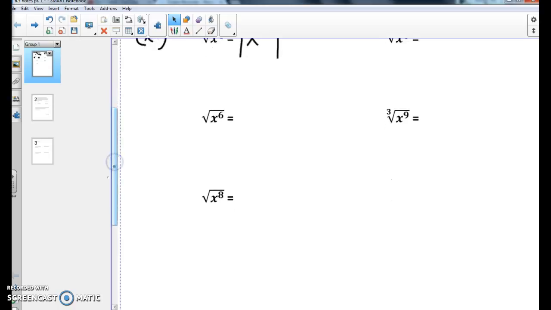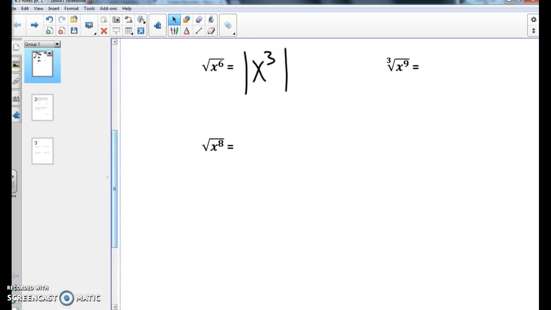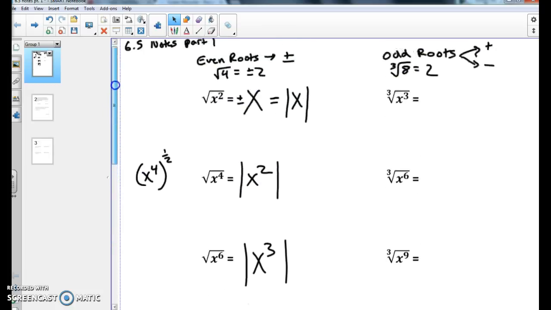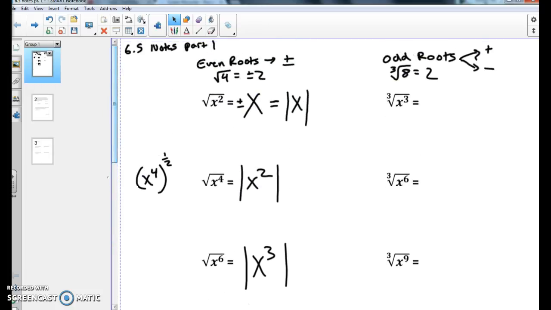Okay. After that, square root of x to the 6th, well, x to the 3rd, and an even root means absolute value bars. And then square root of x to the 8th, x to the 4th, with, again, absolute value bars. Okay, so there's our even roots. Odd roots, we don't need the absolute value bars, right? Because it's just one or the other.